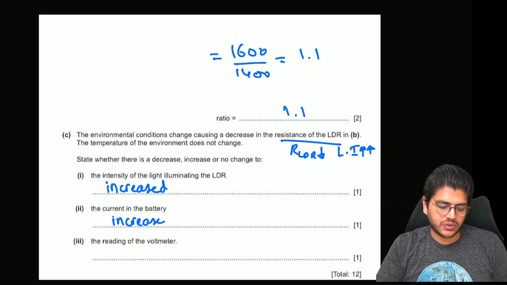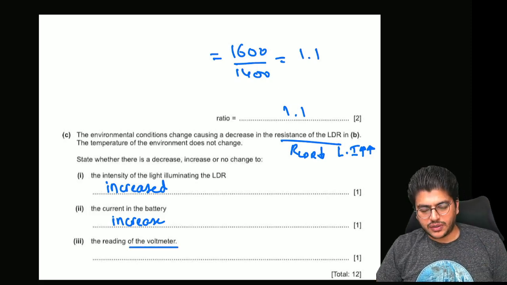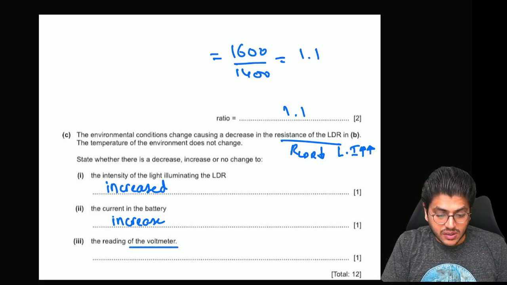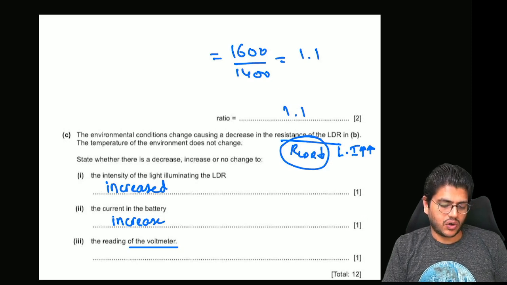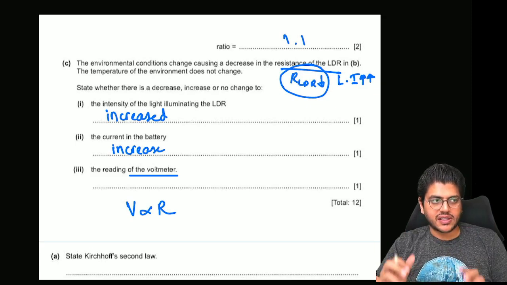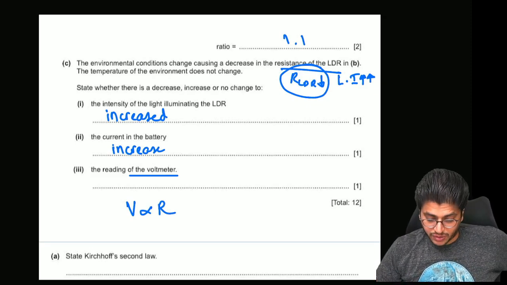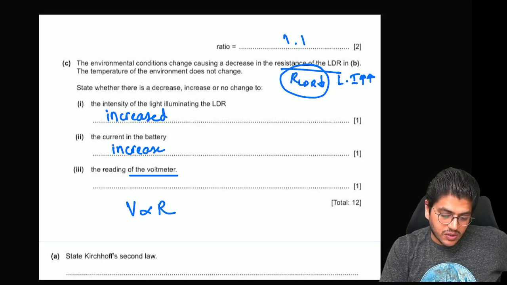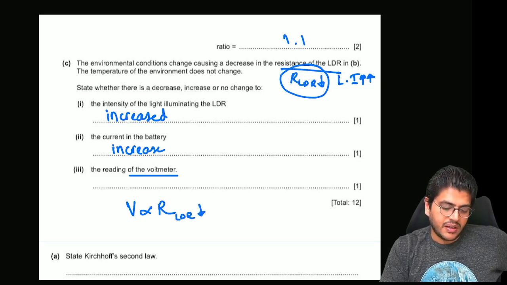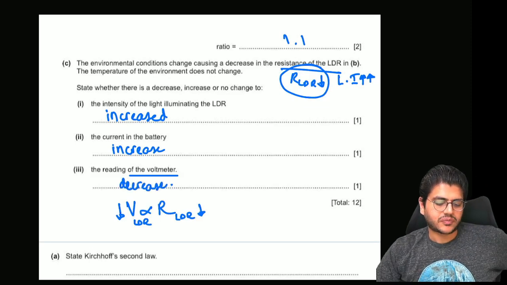And what happens to the reading of the voltmeter? Try to understand that the resistance of the LDR has gone down. Voltage is proportional to resistance. It's a series circuit. So in a series circuit, remember, voltage and resistance have a direct relationship. Your resistance of the LDR decreased. Hence, the voltage across the LDR will also decrease.